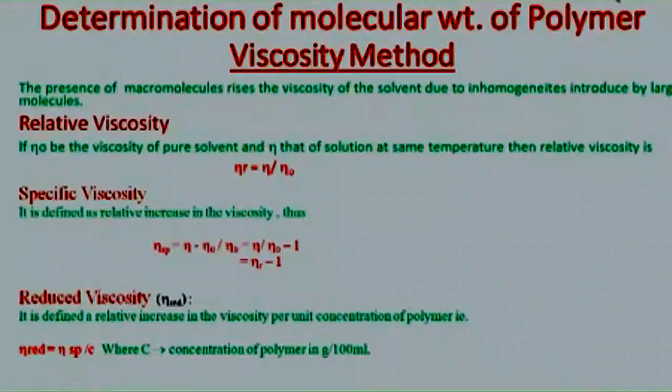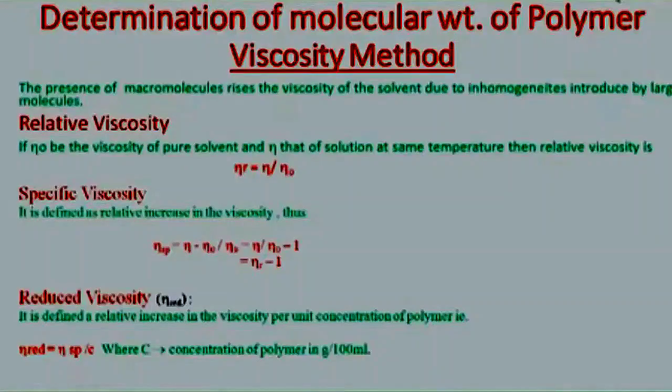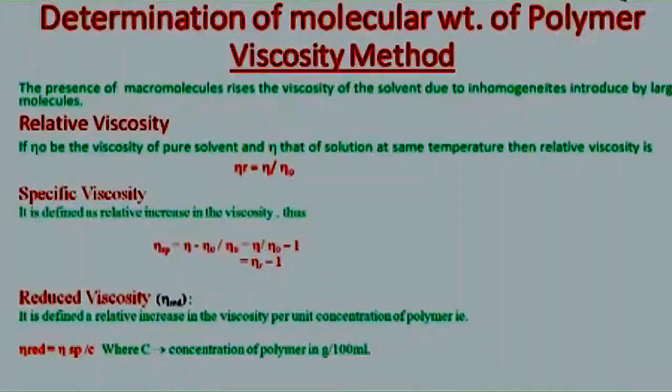If eta 0 is the viscosity of pure solvent and eta that of the solution at the same temperature, then relative viscosity is given by the expression eta r is equal to eta upon eta 0. Specific viscosity is defined as the relative increase in viscosity. Thus, eta Sp is equal to eta minus eta 0 divided by eta 0. On solving, you get eta r minus 1. So, eta Sp is equal to eta r minus 1.